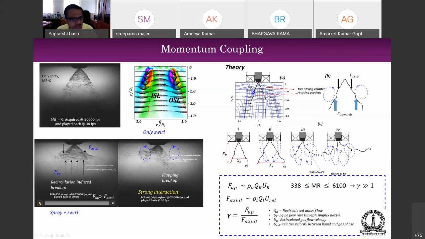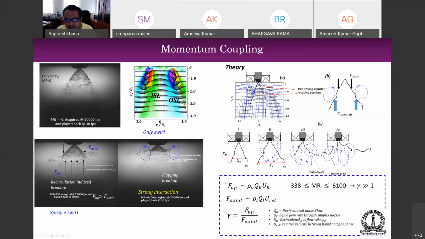This is a spray where you have a lot of interactions going on. As you can see, the fluttering of the spray. This is a weak interaction. This is spray with swirl. And now you have a strong interaction, as you can see, the flow is doing the dancing. It's basically a very strong flapping of the flow field.